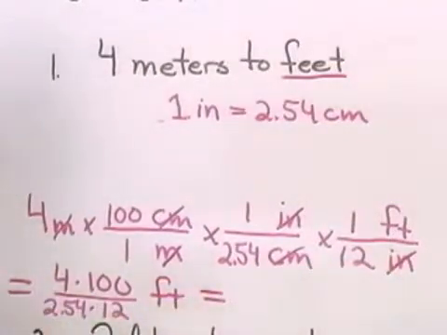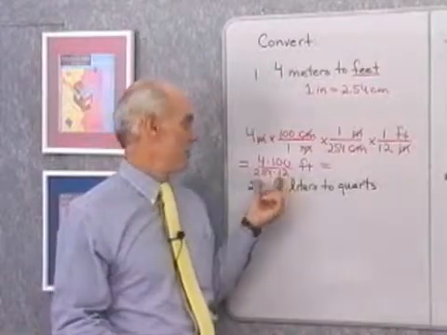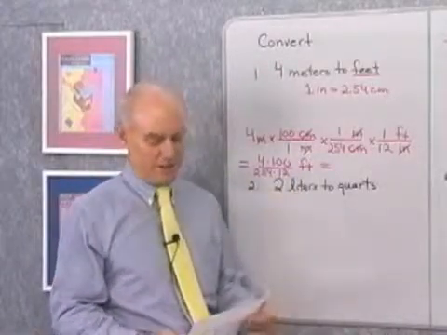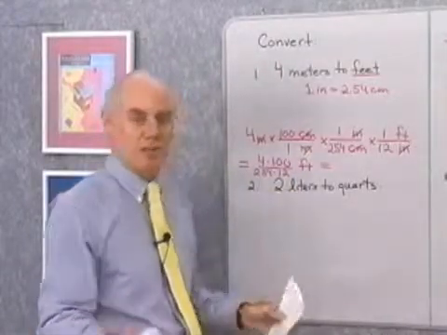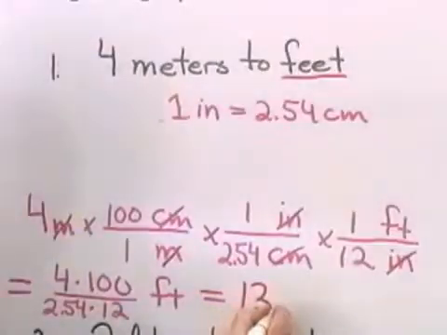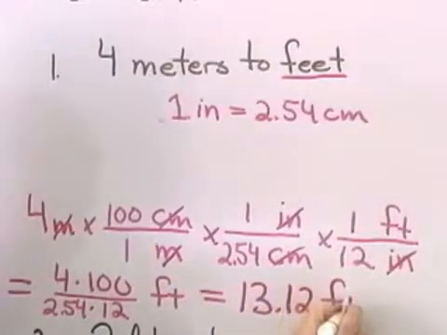Now, if I do this arithmetic, 4 times 100 divided by 2.54 times 12, I've already done that to the nearest hundredth, and that comes out to 13.12 feet.